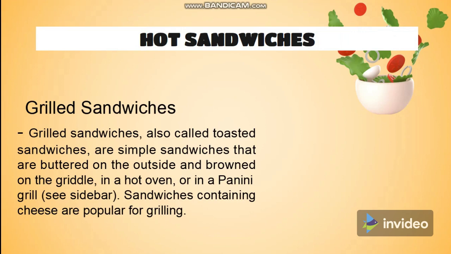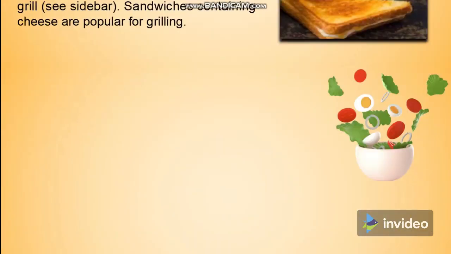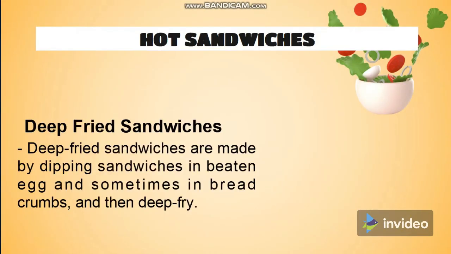Grilled sandwiches. Grilled sandwiches, also called toasted sandwiches, are simple sandwiches that are buttered on the outside and browned on the griddle, in a hot oven or in a panini grill. Sandwiches containing cheese are popular for grilling. Deep fried sandwiches. Deep fried sandwiches are made by dipping sandwiches in beaten egg and sometimes in bread crumbs and then deep frying.